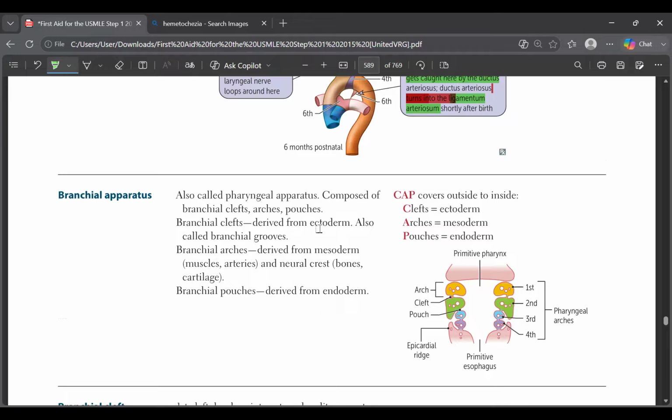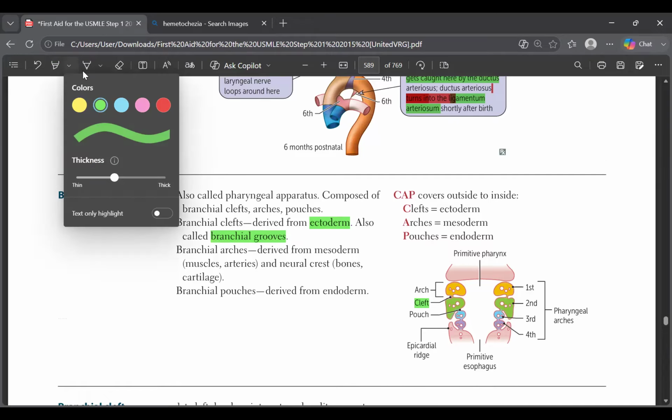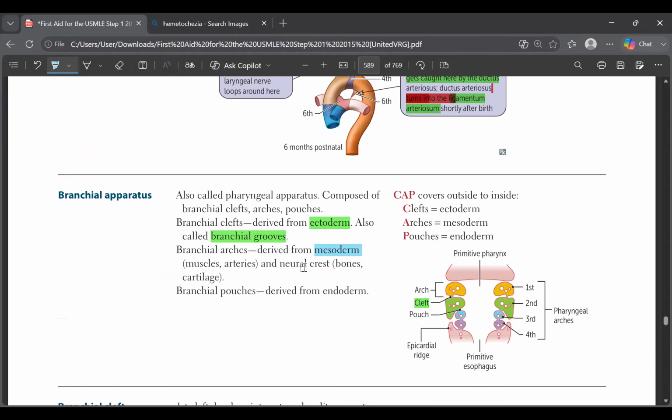Branchial clefts are derived from the ectoderm. So the first thing we said is that the clefts, the external portion, are derived from the ectoderm, also called branchial grooves. And now we might change the color. Branchial arches, the middle portion, are derived from the mesoderm, muscles and arteries, and neural crest, bones and cartilages. And branchial pouches are derived from the endoderm, the inner portion. It covers outside to inside: clefts, ectoderm, arches, mesoderm, and pouches, endoderm.